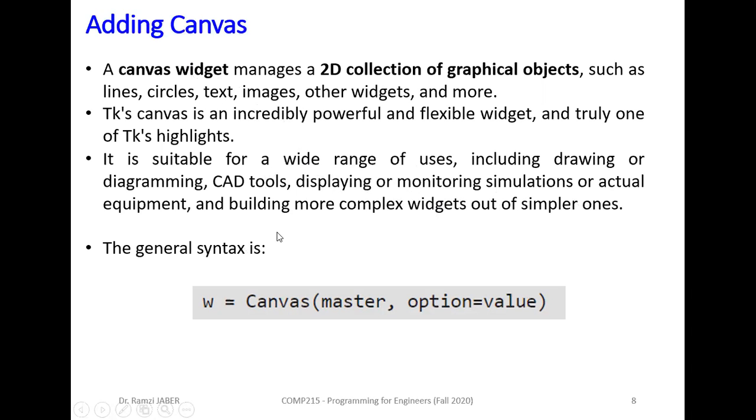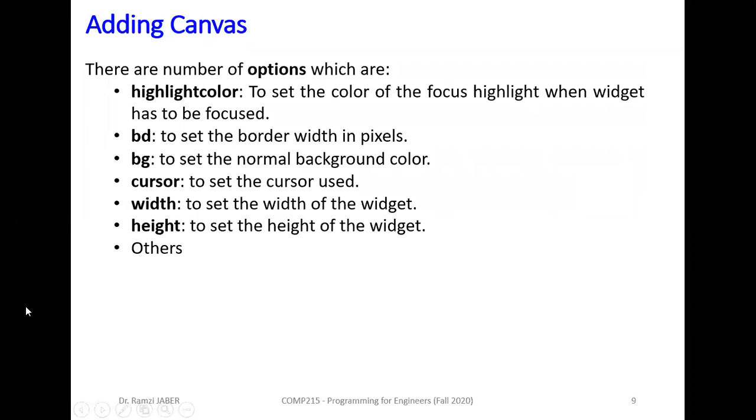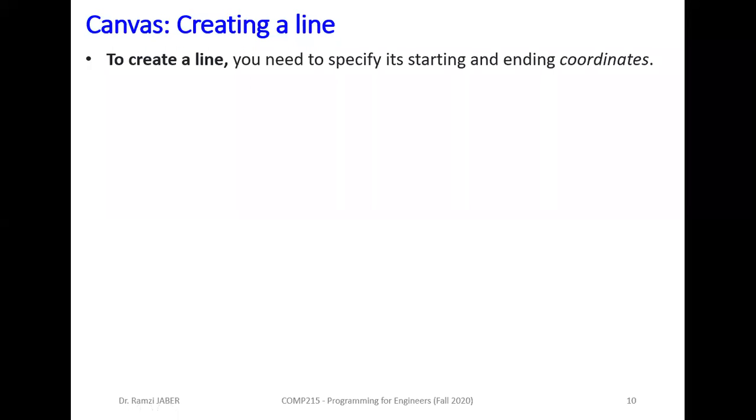The general syntax is W equals Canvas, capital C, master, options, like others. We have almost the same options. Now, let's begin with how to create a line. To create a line, you need to specify its starting and ending coordinates, two points. To draw a line, you need two points: starting point, ending point. Actually, it's a segment, because a line doesn't have limitation. Here in Canvas, line means a segment between two points.